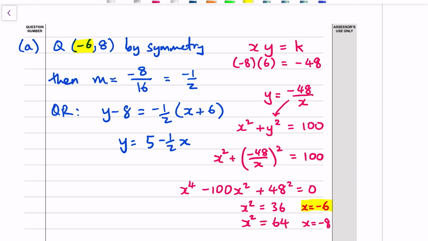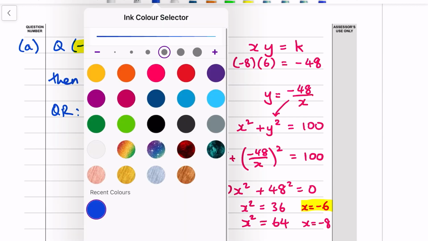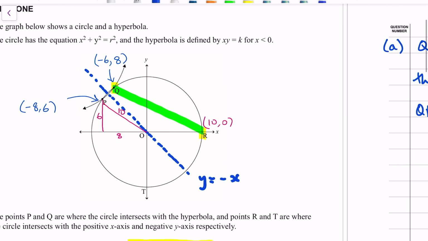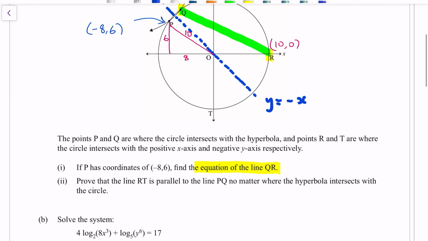Negative 48 divided by negative 6 is equal to 8. So we can do that algebraically, but it's really, really short if you just use the symmetry. And you need the symmetry argument for the second question. So if we look at what the second question is telling us, prove that the line RT is parallel to the line PQ no matter where the hyperbola intersects the circle.